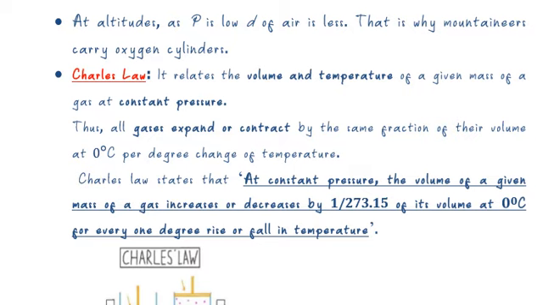At high altitudes, as pressure is low, the density of air is less. That is why the mountaineers carry oxygen cylinders.